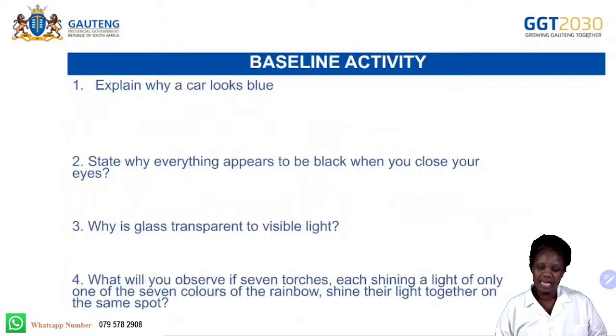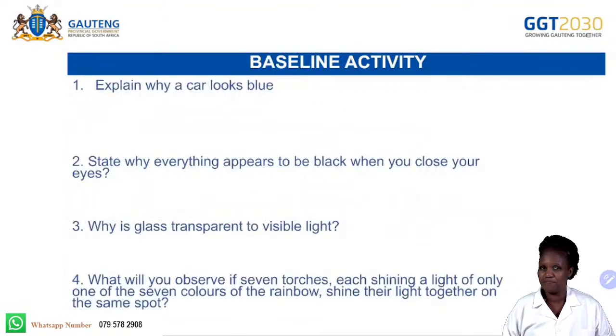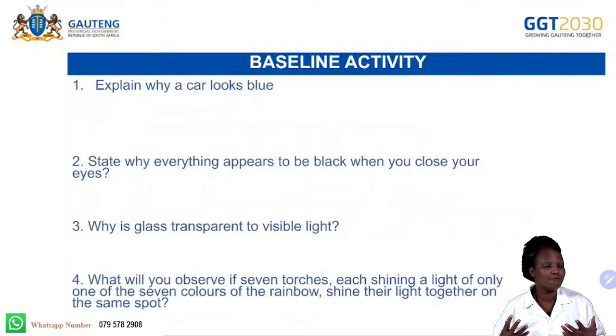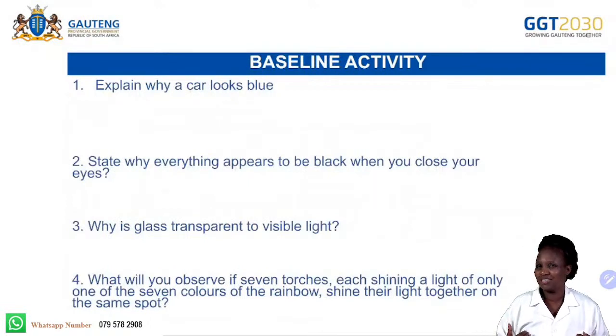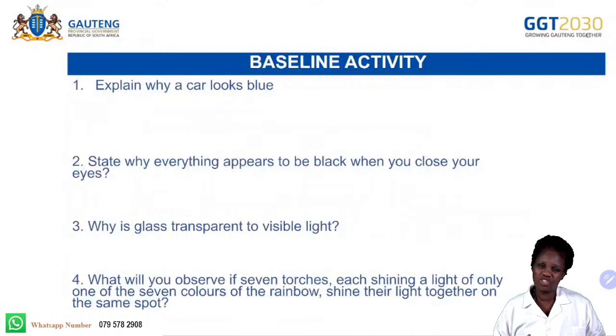Okay. And then we've got a baseline activity. The baseline activity is there for us to remember what we did in the past. Let's check question number 1. It says, explain why a car looks blue. Then 2, state why everything appears to be black when you close your eyes. And then 3, why is glass transparent to visible light?